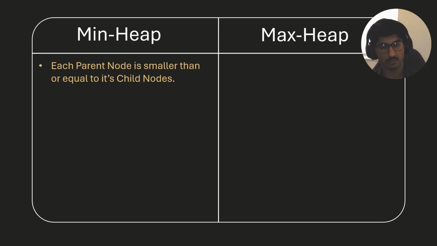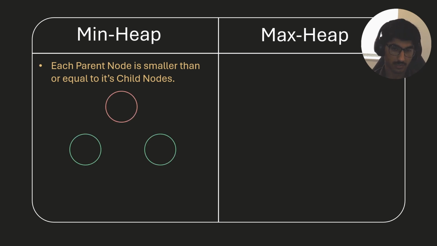To explain this in more detail, a min heap has to satisfy a property: each parent node must be smaller than or equal to its child nodes. So let's say I've got this binary tree right here. I've got a parent node of 5 and two child nodes which have values of 10 and 8. This satisfies the min-heap property. Why? 5 is the smallest out of the three. So the parent node 5 is smaller than 10 and 8, both the child nodes.